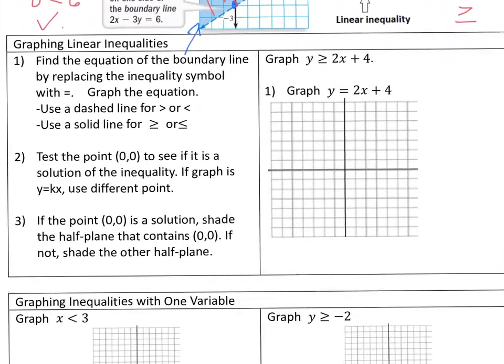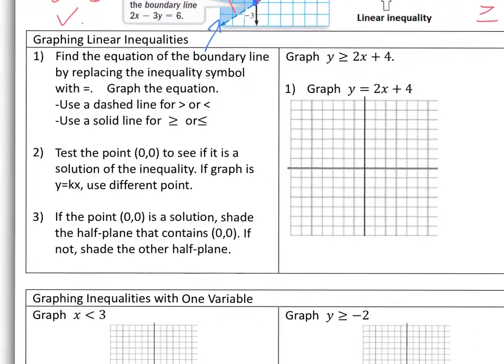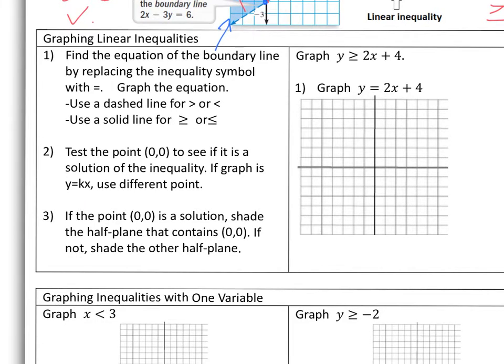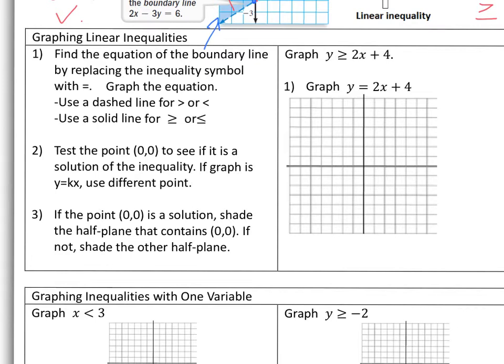Now I'm going to repeat the process in more detail. Okay. Graphing linear inequalities. Step 1. You first find the equation of the boundary line by replacing the inequality symbol with an equal sign. And then we'll graph the equation. So that's what I'm going to do now. I'm going to take y greater than or equal to 2x plus 4. I'm going to let that equal y equals 2x plus 4. And I'm going to graph this line.